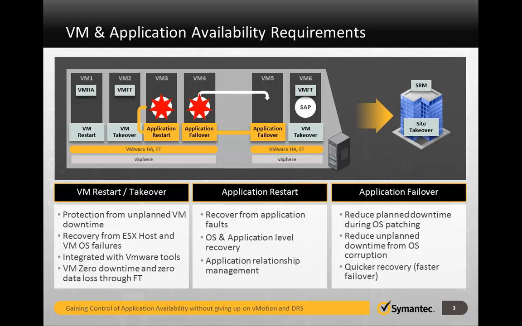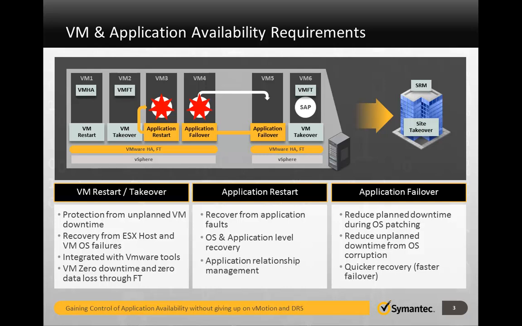Things such as application restart. So if the application dies, how quickly can we recover the apps? And application failover. Historically, VCS has been a very strong clustering technology on Unix and Linux platforms, and also on Windows as well. So really what's needed is an approach to provide a level of application failover from one virtual machine to the other, which doesn't prohibit the use of the likes of vMotion and DRS, but also works hand in hand with the likes of VMware HA and also Site Recovery Manager.